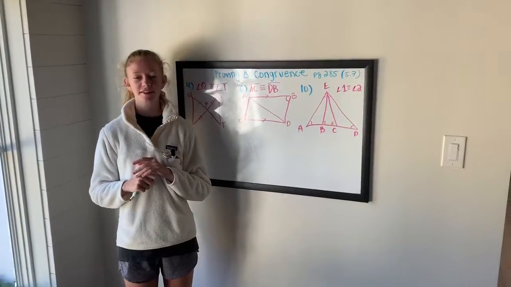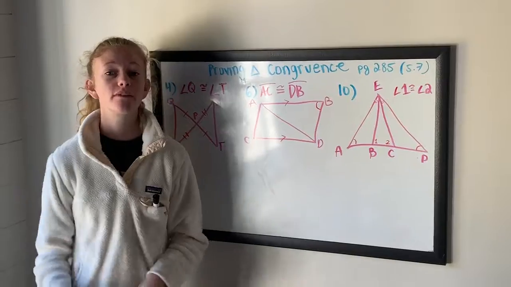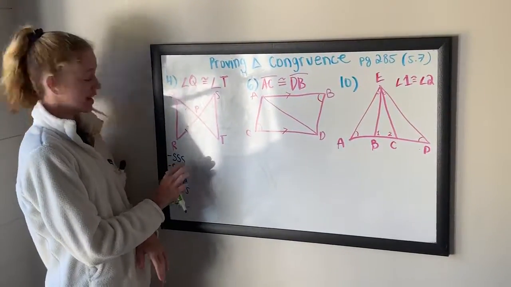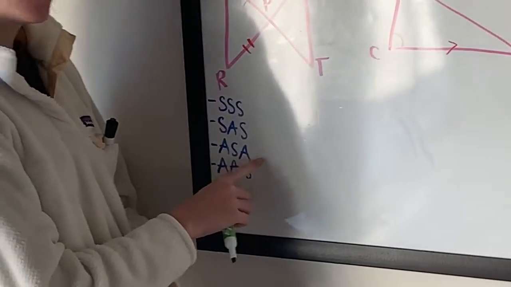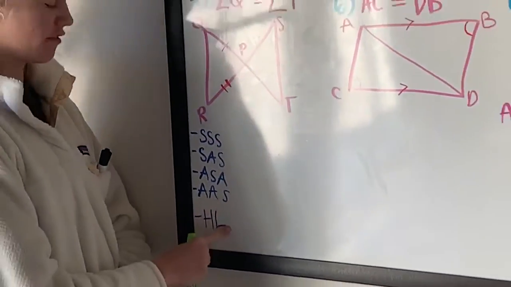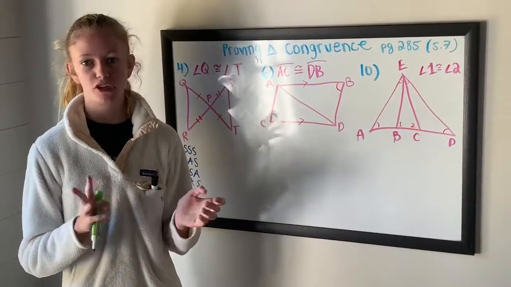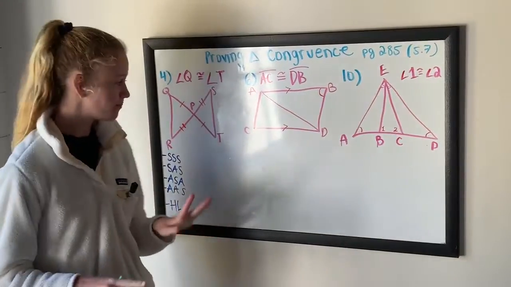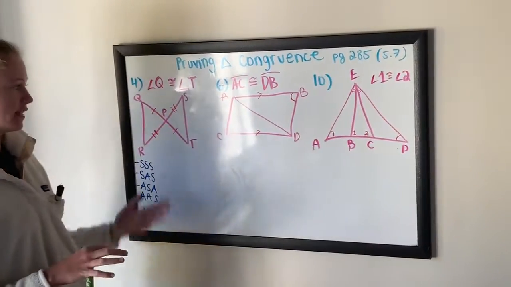Okay guys, so in the last few chapters we've been talking about how to prove triangle congruence. Quick review of these methods. We can use side-side-side, side-angle-side, angle-side-angle, angle-angle-side, or the hypotenuse-leg theorem, only for right triangles. Go back and Google these, Khan Academy, watch my other videos if you need a review on those. Okay, so now we're just going to work on proving triangle congruence using these methods.